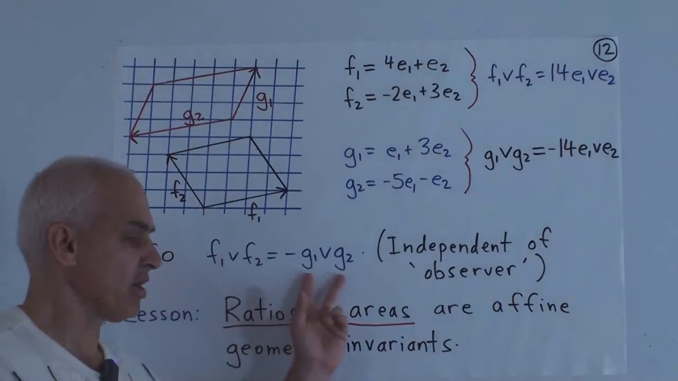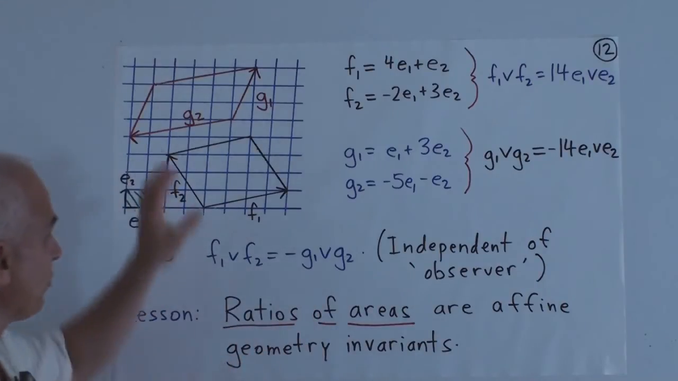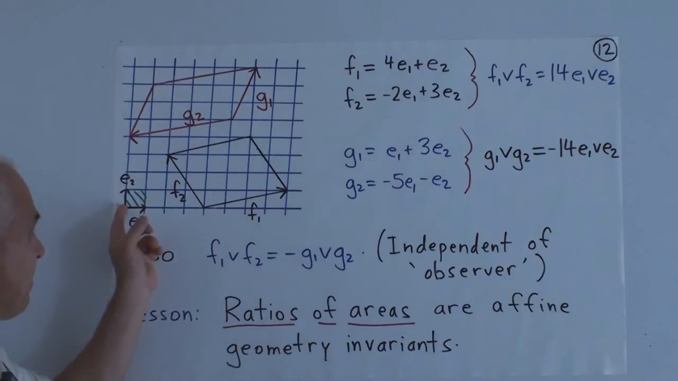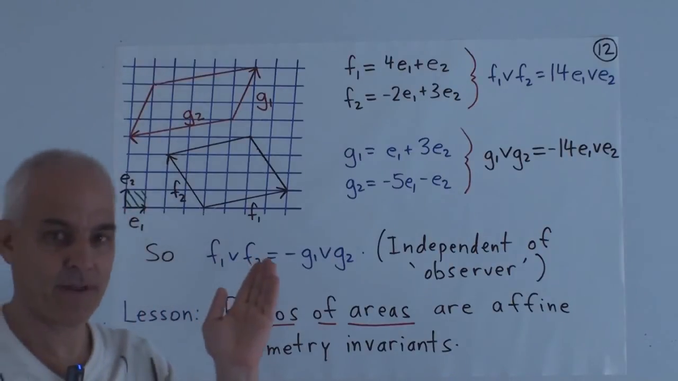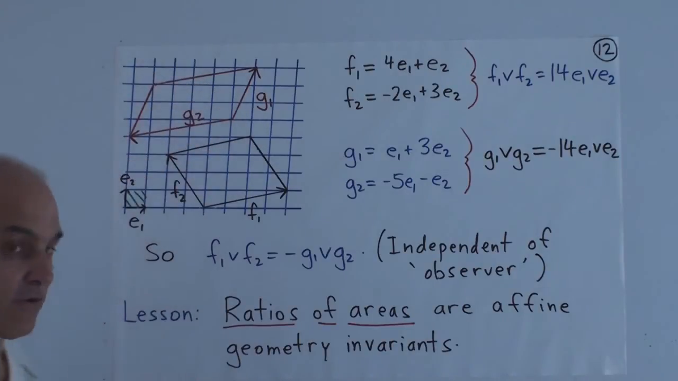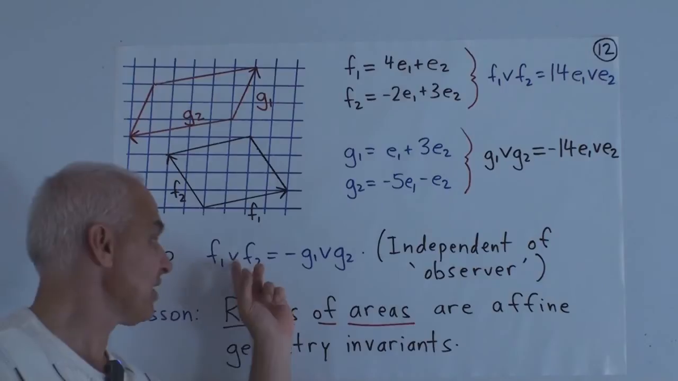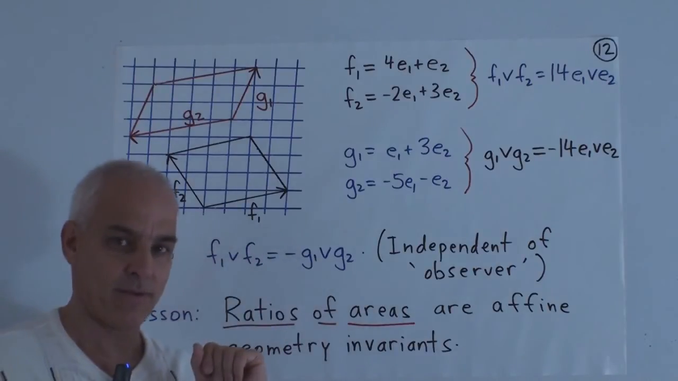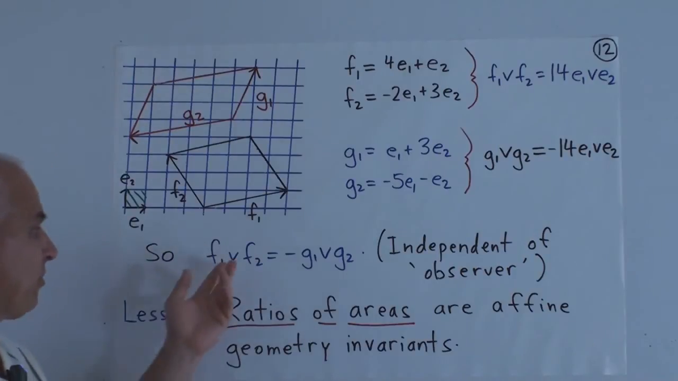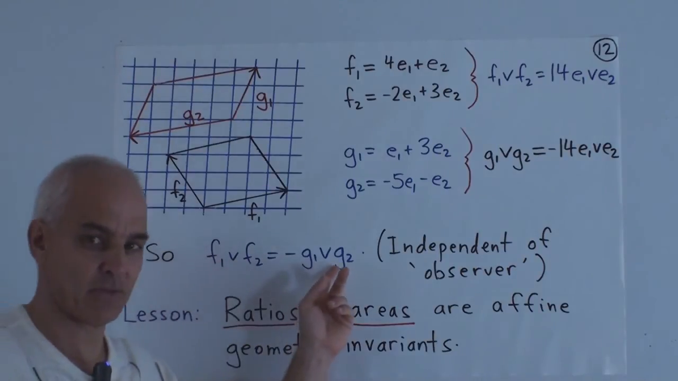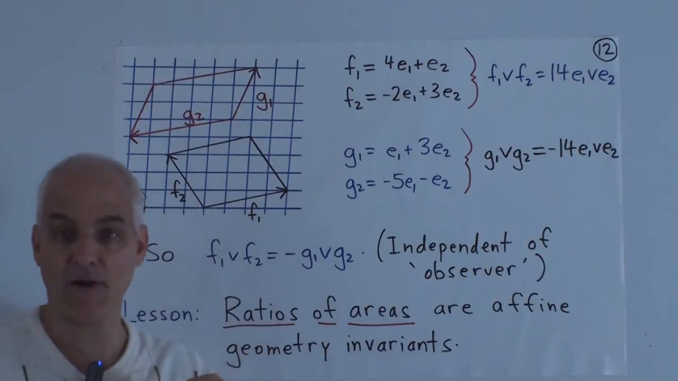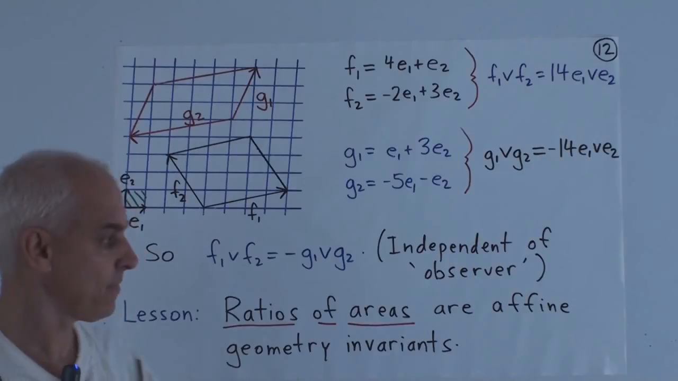Now this expression is simply a relation between this bivector and this bivector. It's in fact independent of the observer. If someone else came along and measured these two bivectors with a different reference frame, they would still get this relation. They may not say that this is 14 and this is minus 14. They might have some completely different numbers for the area measurements, but they would agree that these two parallelograms have the same area up to sign.